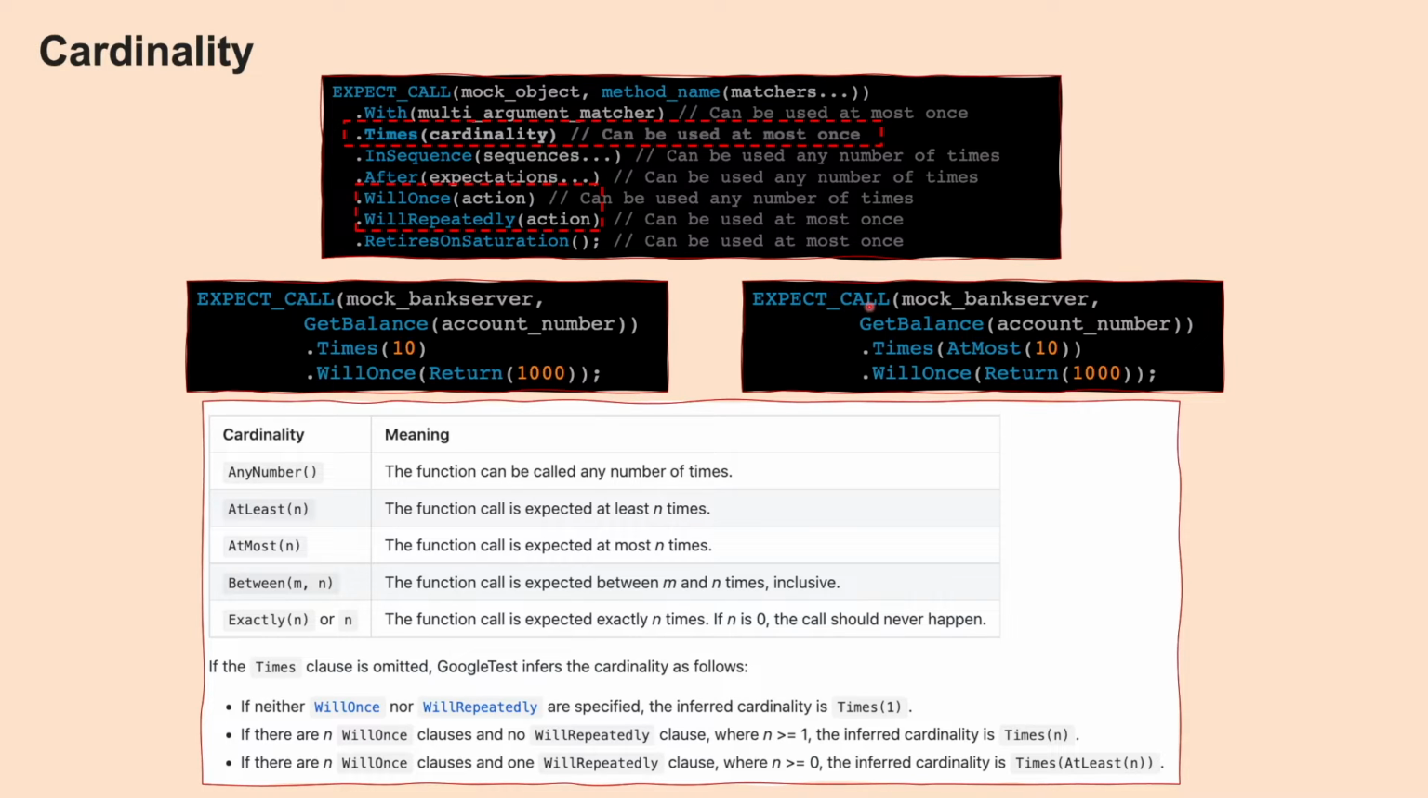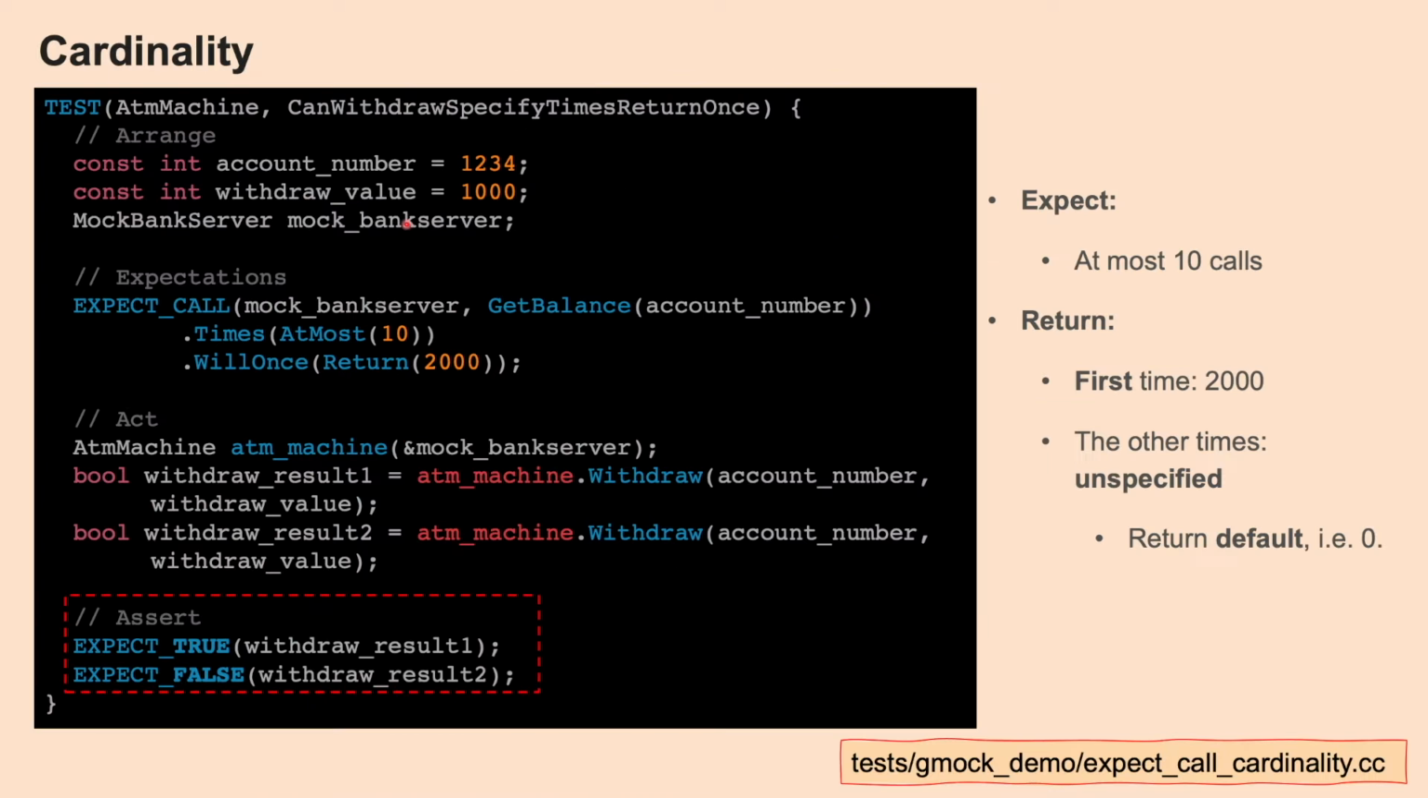Here is another example. I'm saying expect that getBalance is called at most 10 times and the first time return 1000. So notice that for cardinality here, I can use the following: any number, at least n, at most n, between m and n, and exactly n are the things that you can specify here. So let's talk about will once and will repeatedly by looking at some examples.